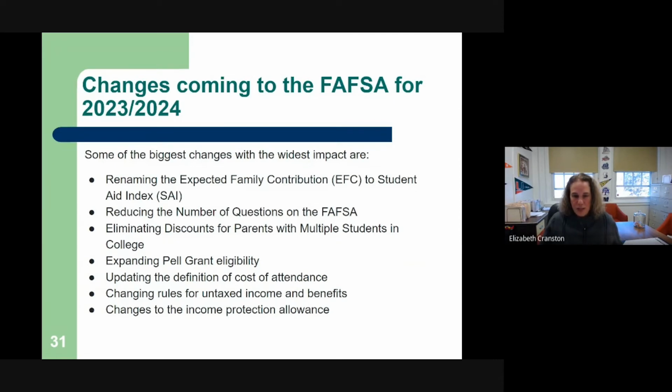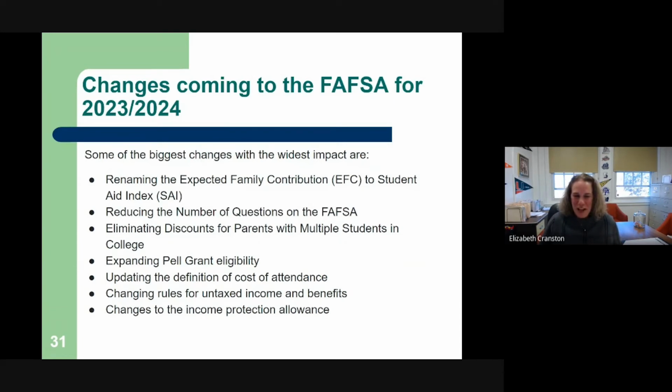Okay, so for new families, this will not be any different for you. For old families, the EFC that you're also very knowledgeable about is changing now to the SAI. We are going to have a reduction in the number of questions to make the process go a little bit faster. They are eliminating discounts for parents with multiple students in college. That one's a little bit on the tough side.